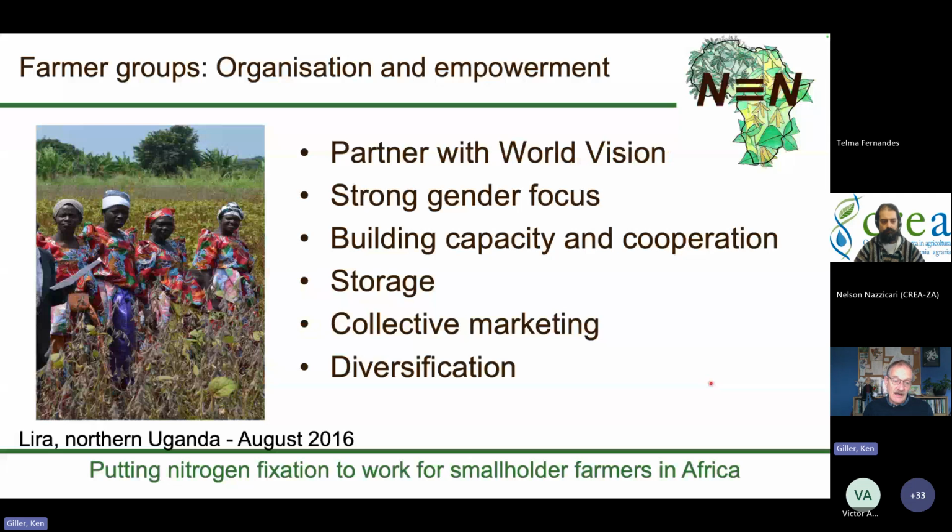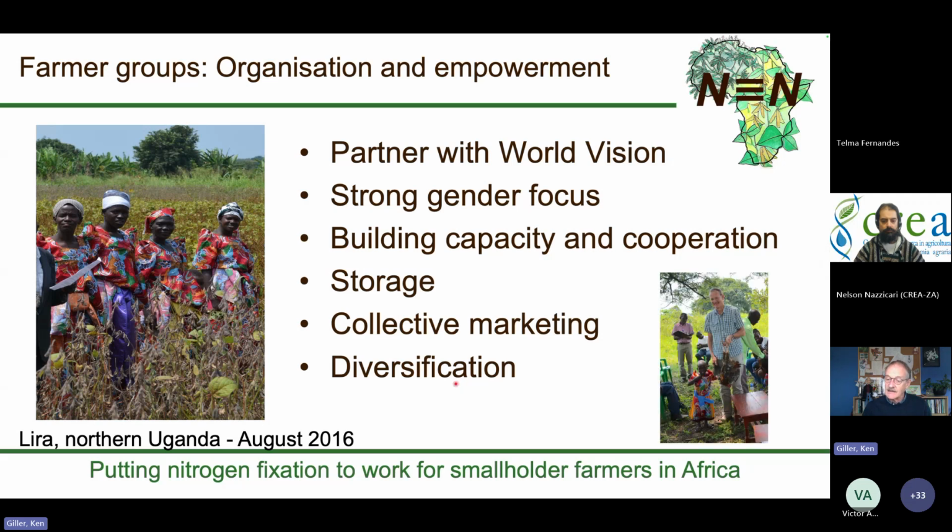In other countries where companies weren't so active, we had big partnerships with different NGOs. This is one women's group in northern Uganda where we were working with World Vision, with a very strong gender focus, working with women farmers. So looking at building capacity and cooperation, focusing on storage, collective marketing, and diversification away from pure systems with staple crops. And here's one of the youngest members of the women's cooperative presenting me in the field with a chicken as a gift for the benefits of the project.